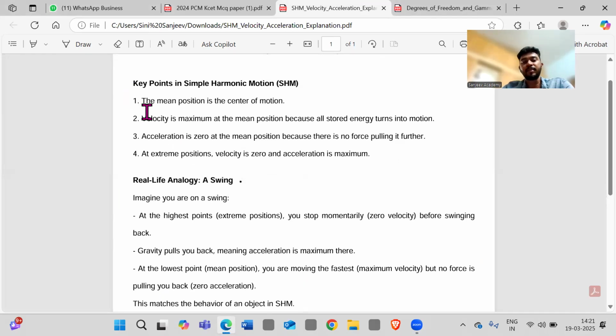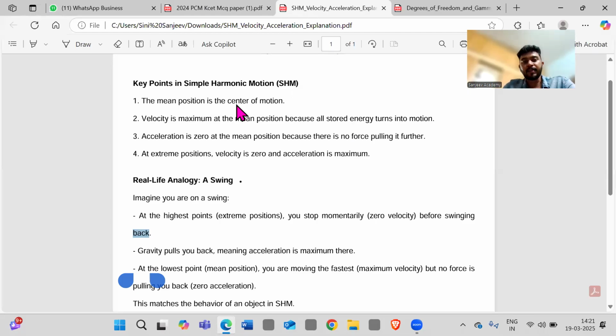So what is the mean position? The pendulum is going right. Correct or not? The center. The center is nothing but what? The mean position. Correct? So, again here, why is the acceleration 0 at the mean position? Because displacement is 0.